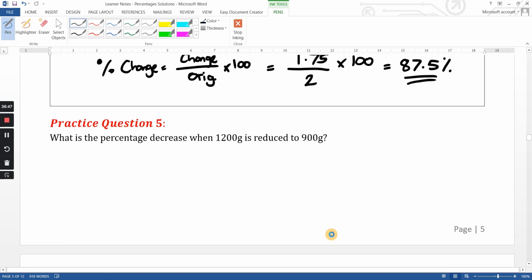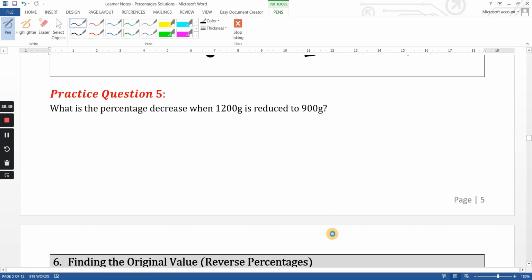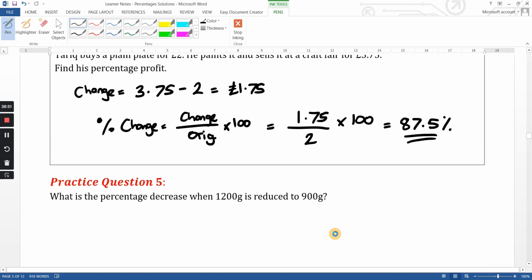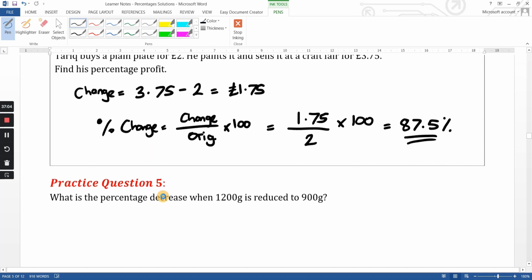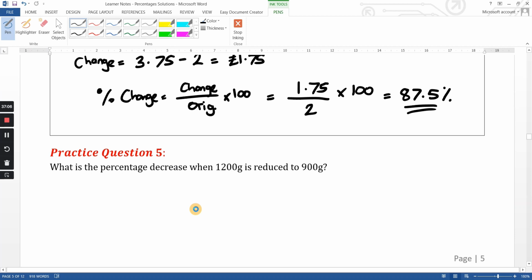So have a go at the next one yourself. It's just one practice question, just to give you an idea. Anything like percentage decrease or percentage increase as well, if they mention that in the question, definitely use this formula right here. Just pause it and unpause it when you're ready.